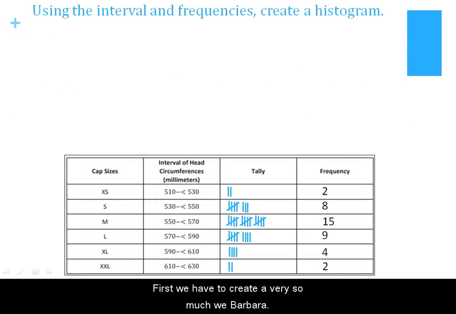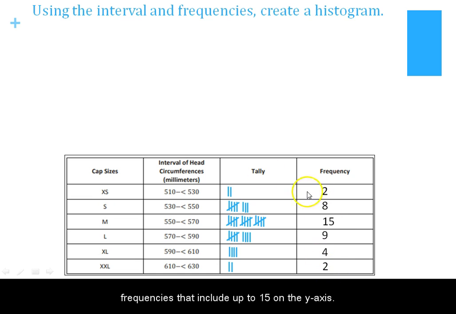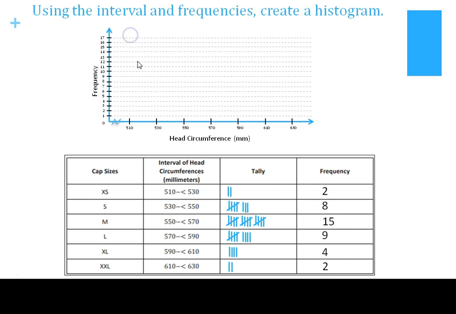First, we have to create a graph, very similar to a bar graph. However, bar graphs actually have intervals that are separated. Since our sizes go straight from one value to the next, such as extra small from 510 to less than 530, the immediate number right after this less than 530 is in fact 530, and it continues on from size to size. Let's start by having those correct intervals and the frequencies that include up to 15 on the y-axis.